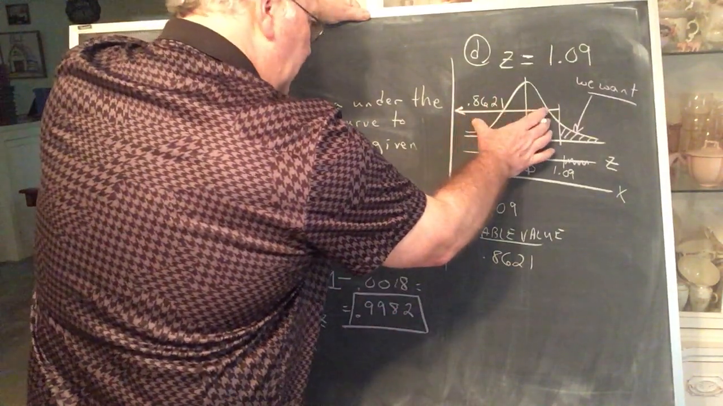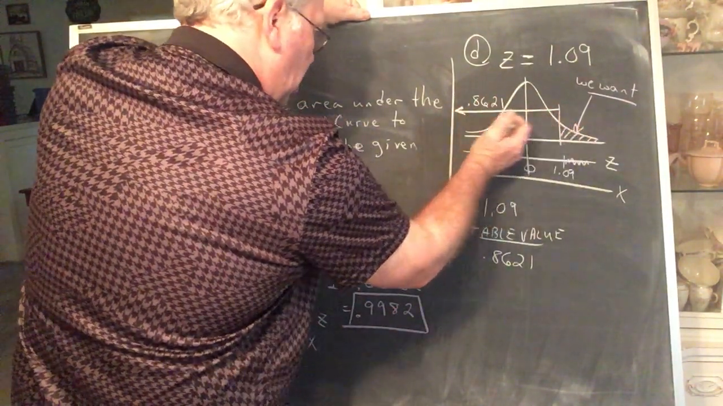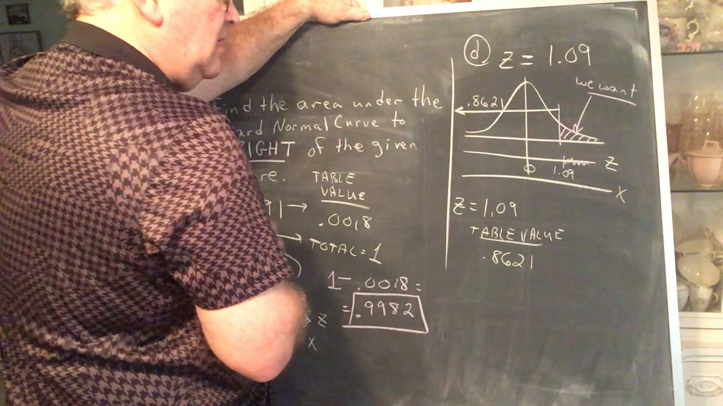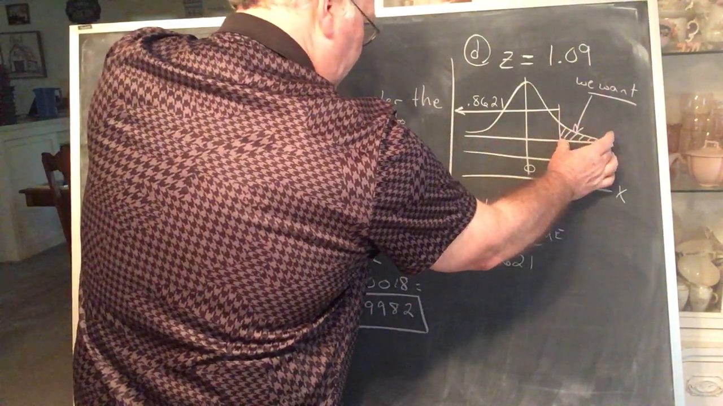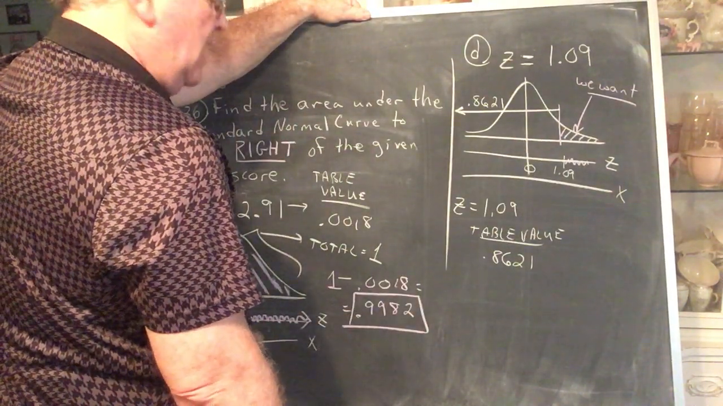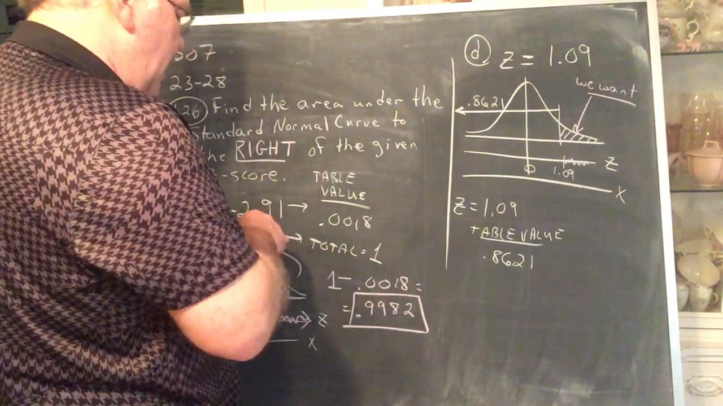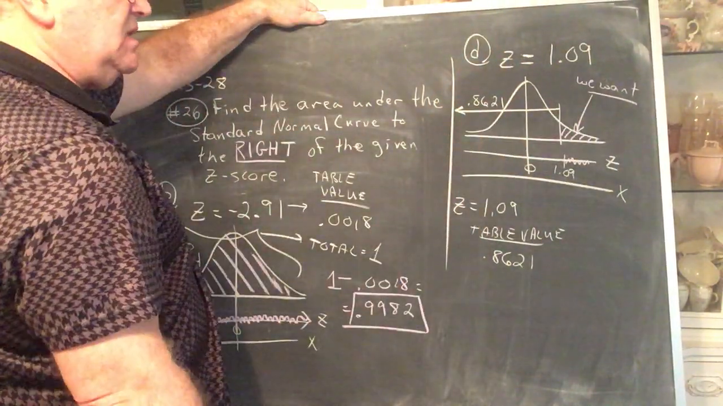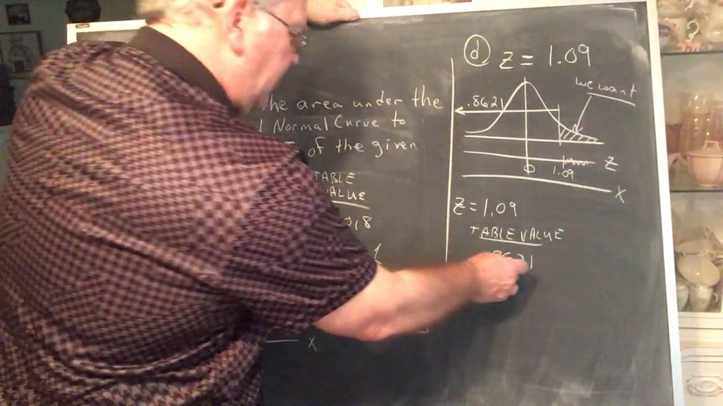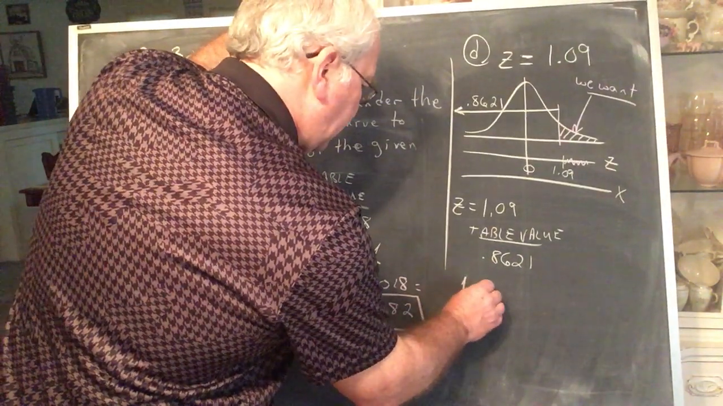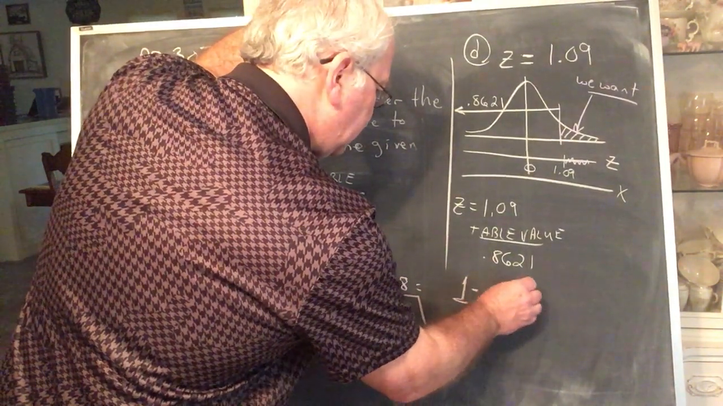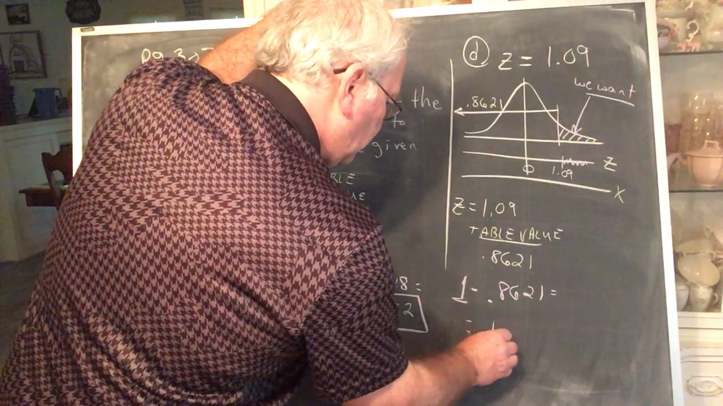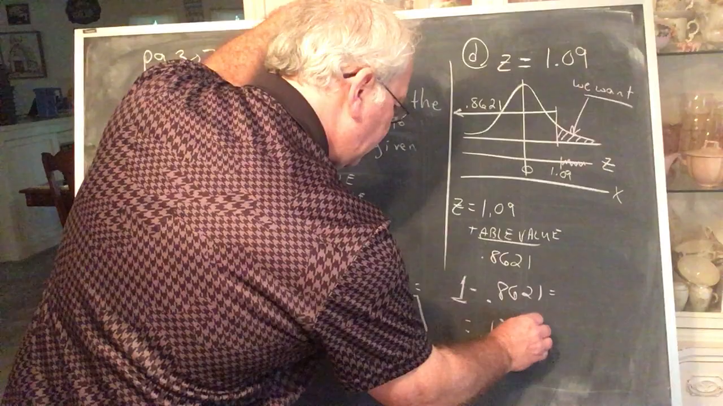Now, this 0.8621 is this large region. That's the region we don't want. The region we do want is this little bit over here to the right. And similar to what we've done before, it turns out, yes, anytime you want the area to the right of the z-score in question, you take the table value and you subtract it from 1, 0.8621, and that is 0.1379.